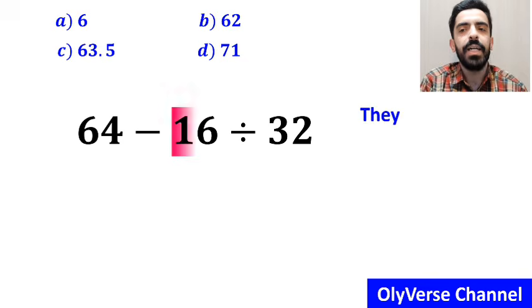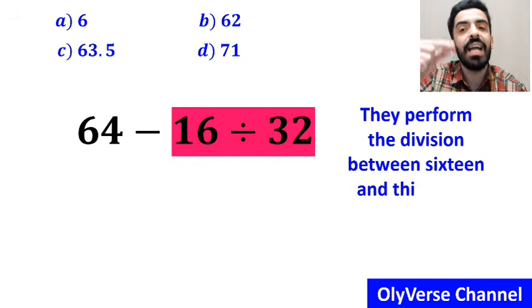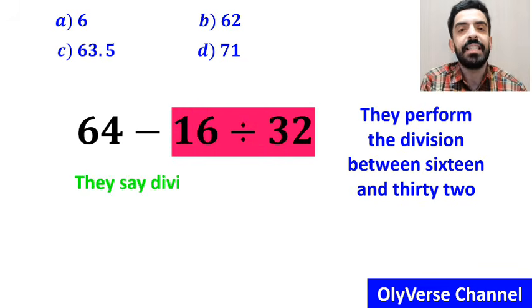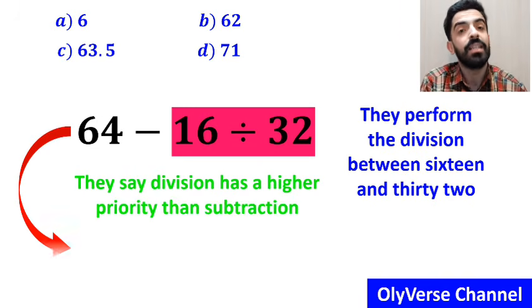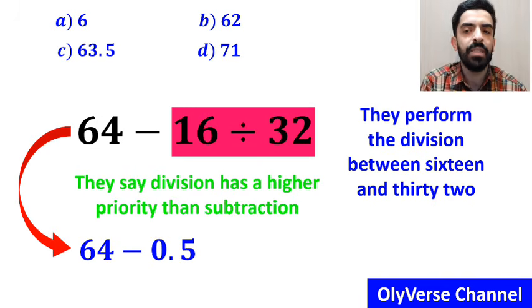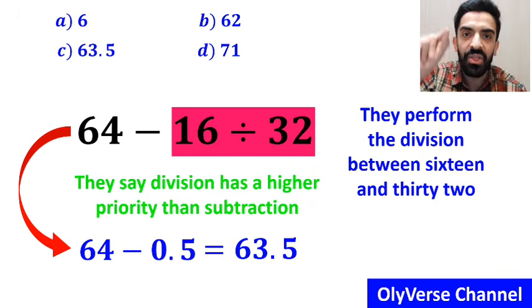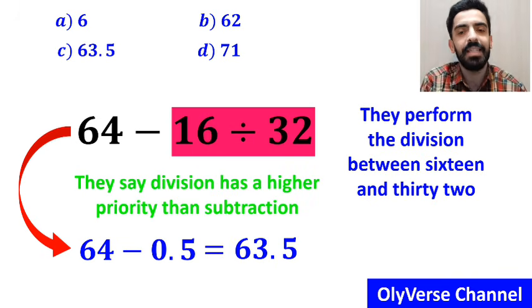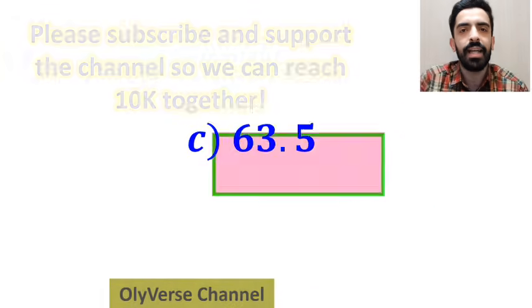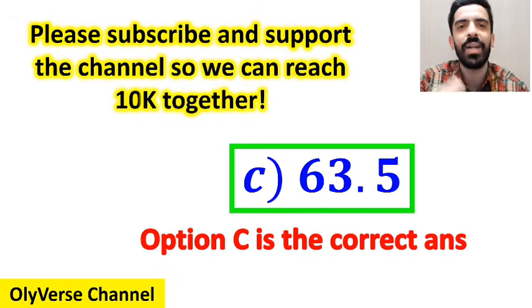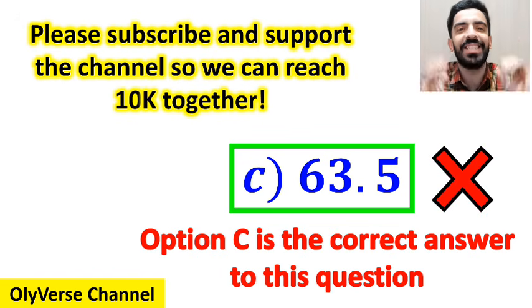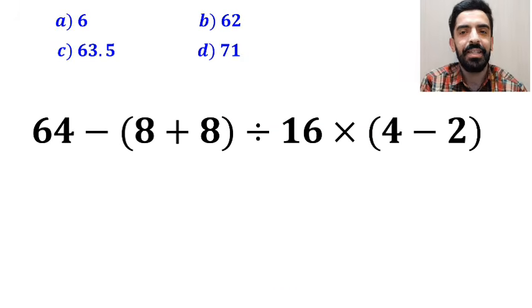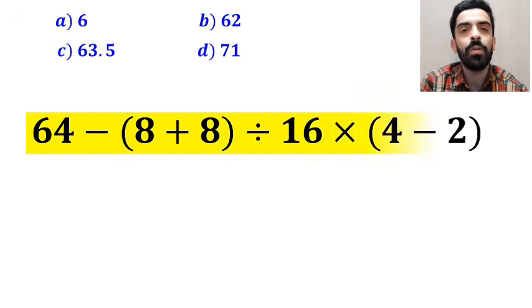And the final step, they perform the division between 16 and 32 because they say division has a higher priority than subtraction. So, they rewrite this expression as 64 minus 0.5, which ultimately gives them the answer 63.5. And immediately, they conclude that option C is the correct answer to this question. However, that's definitely wrong.